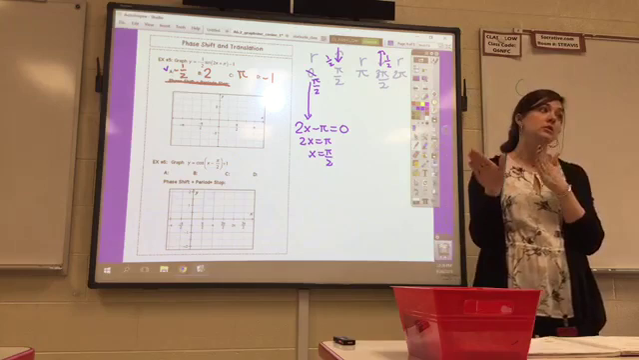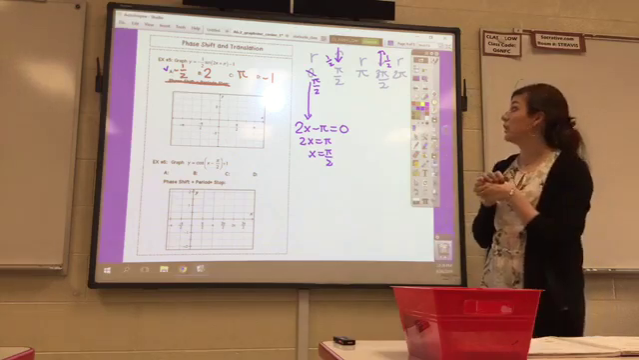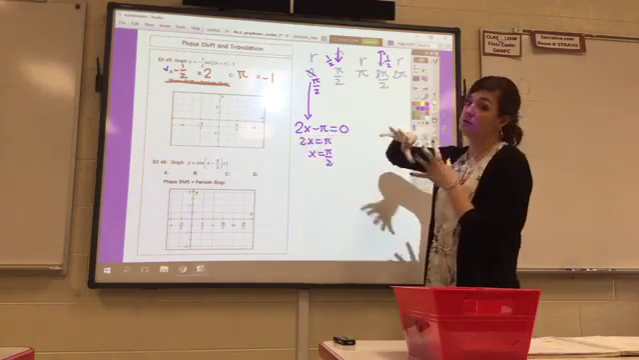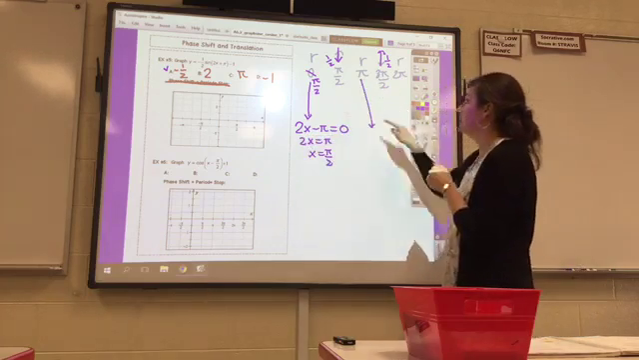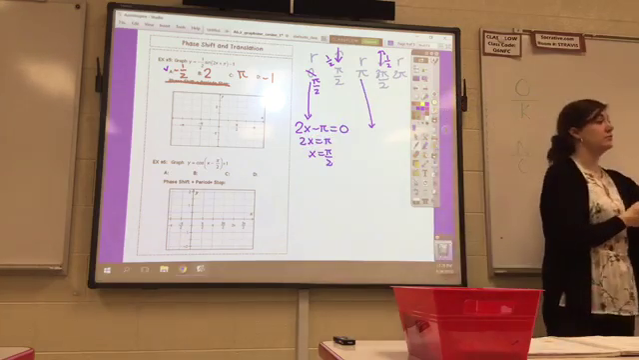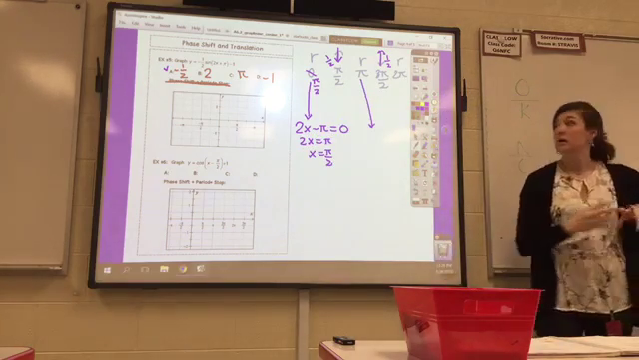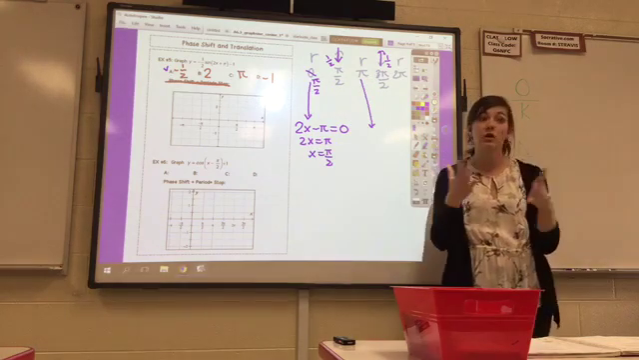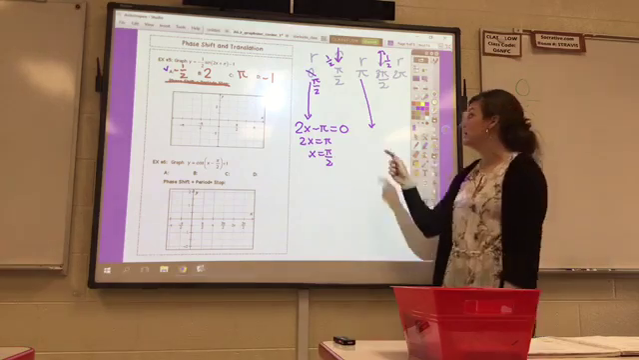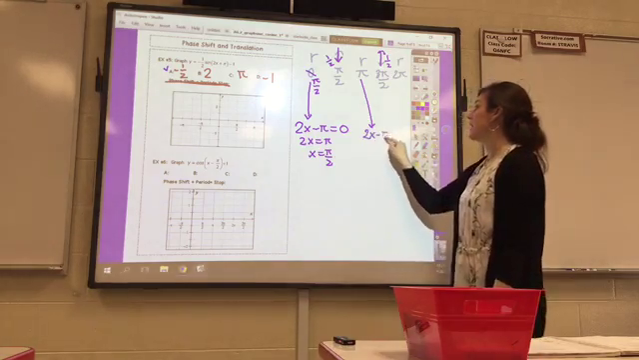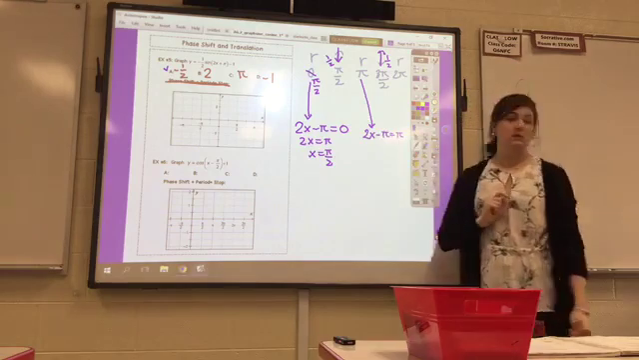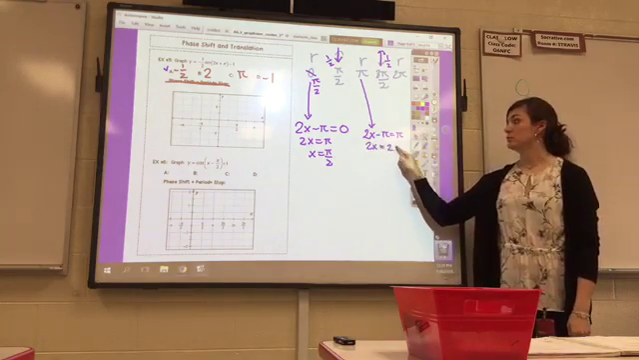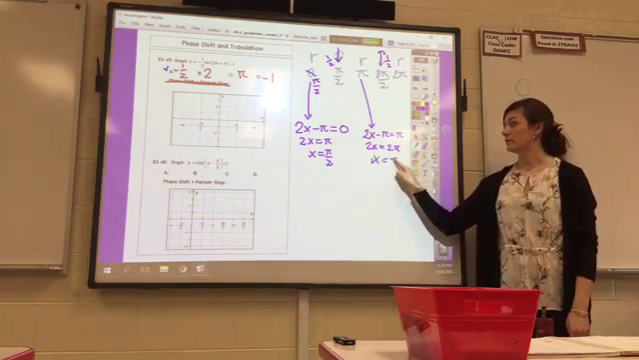I always do 2 of them to make sure that I'm correct in my thinking. Because this 2 may do something weird. It may look like that, but it's not. I'm going to do this one because I'm going to avoid the fractions. If I know this point and this point, this one's right in the middle. I don't have to know the exact point, but I know it's got to be in the middle. So let's solve this one. 2x minus pi equals pi. So 2x equals 2 pi. So what's x? Pi.